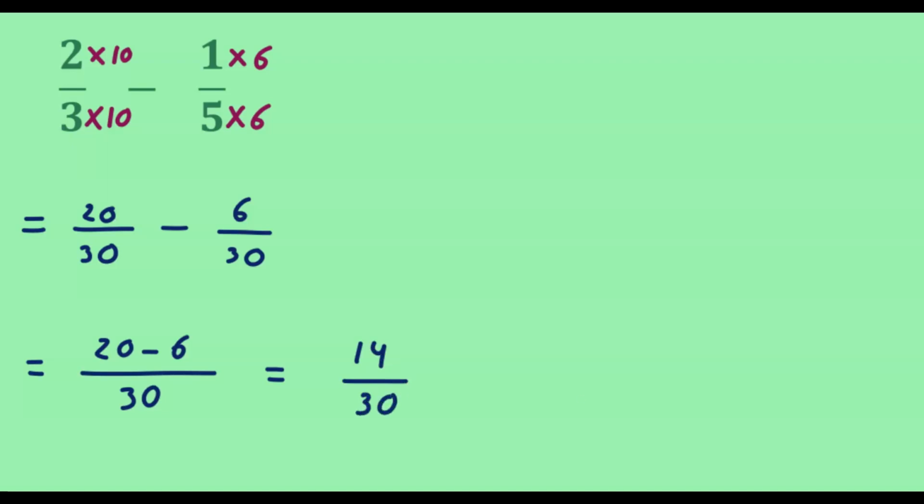Now, note that the greatest common factor of 14 and 30 is 2. So we're going to divide the numerator 14 by 2, and we're going to divide the denominator 30 by 2 as well. Now, 14 divided by 2 is equal to 7, and 30 divided by 2 is equal to 15. And so we can see that this is our required answer, and we have obtained the same result once more. That is, once again, we have obtained that the difference of the two fractions is 7 over 15.